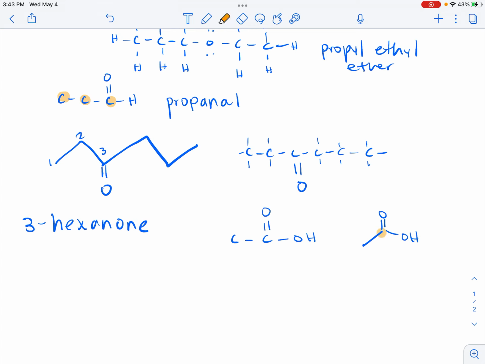And right here you've got this carbon. This is going to be eth for two carbons, -ane because it's single bonds, drop the E, add -oic, ethanoic, and then say the word acid. Oh, I forgot my H3.